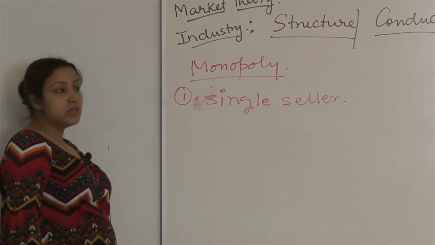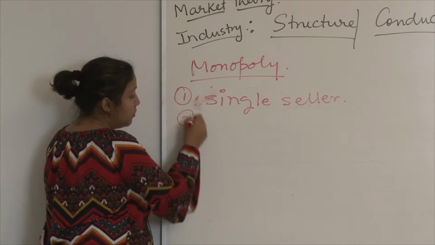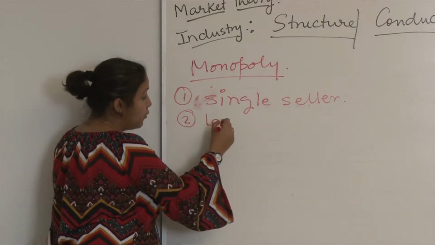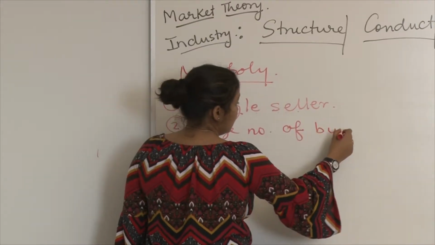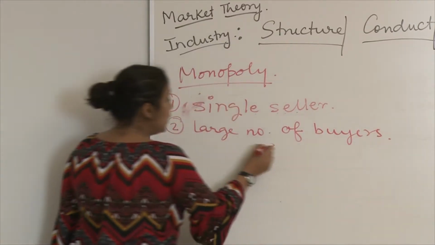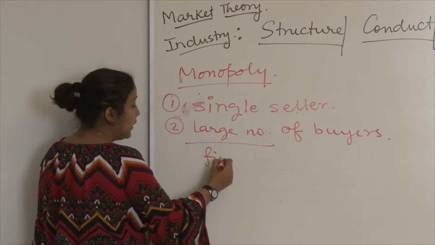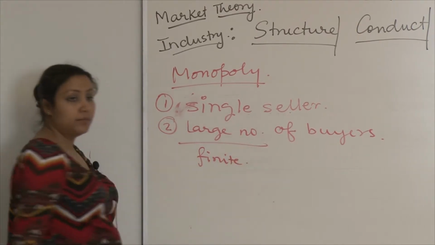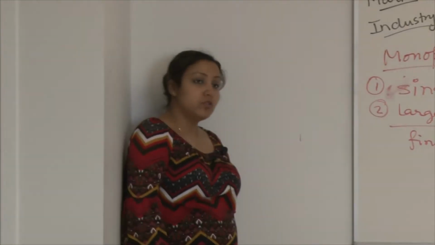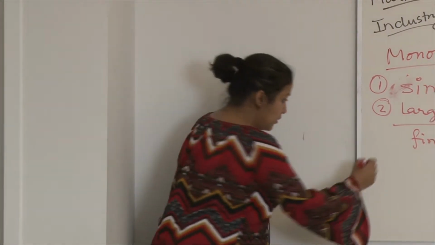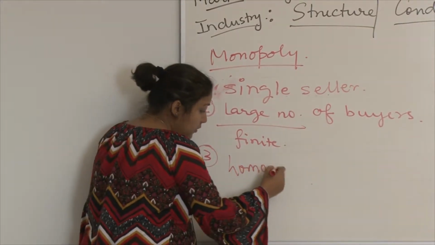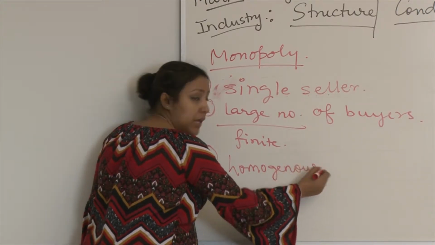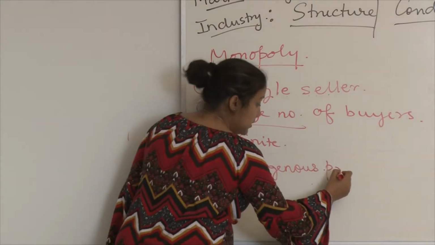There is one single seller, okay? But there may be a large number of buyers, but usually this large number is a finite number. It is not infinite. So it's a finite number of buyers. The third one is homogeneous product, because there is only one person making the product and one person selling that product.